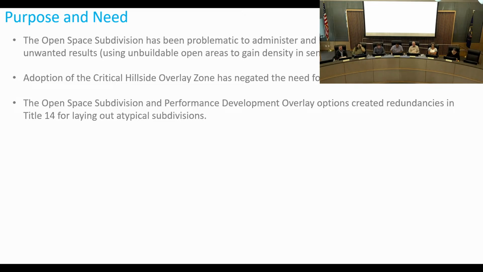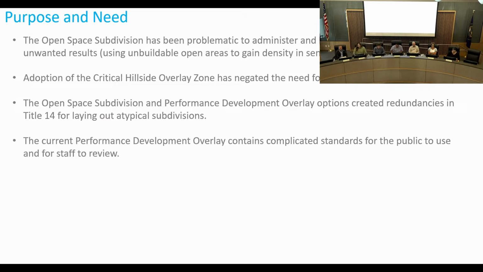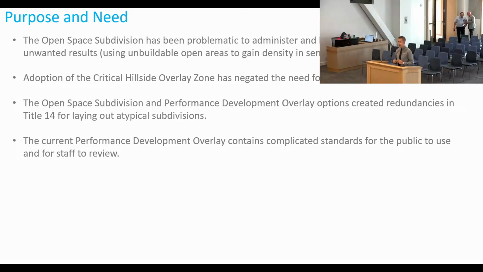So rather than having additional pages of code that we probably don't need, we thought it's time to clean that up. And again, complicated standards in the PD overlay. There's all kinds of calculation tables and percentages and things that are hard for the development community to understand how to use and for staff to review once they turn an application in.